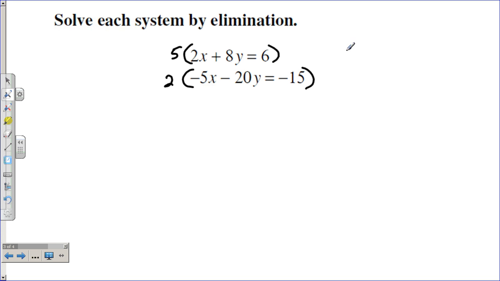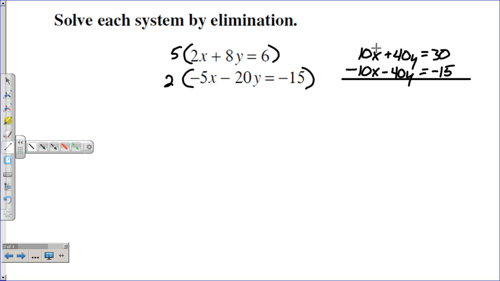When I rewrite that, I have to do 5 times all of these. So I'd have 10x plus 40y equals 30. And here I'd have negative 10x minus 40y equals negative 15. Alright, now I'm going to do the math here. 10x minus 10x, in this case they cancel. 40y minus 40y, they cancel.